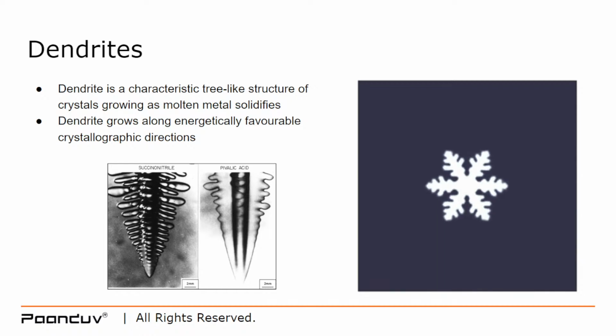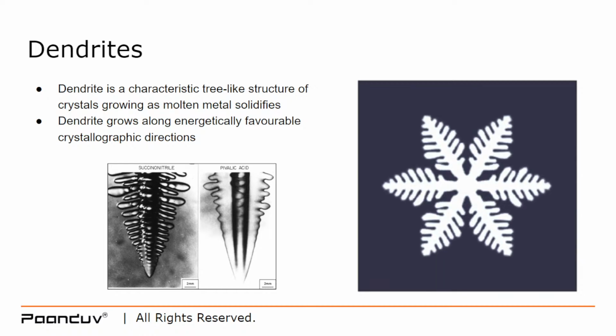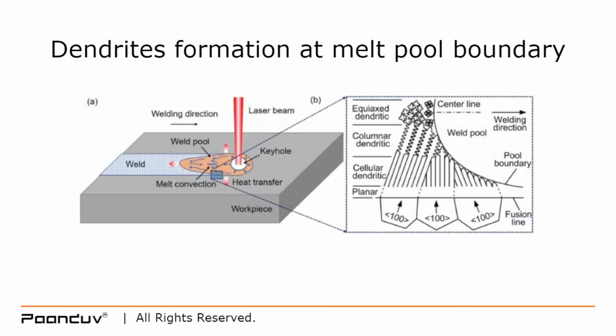We have 1, 2, 3, 4, 5, 6 arms, and then each arm has secondary dendrite growth on top of it. If we were to zoom in at the melt pool boundary and make a schematic out of it, we will most likely see some dendrites. There are three types of dendrites shown here: equiaxed dendrites, which form equally spreading out dendrites with 4 arms, then columnar dendrites, and lastly cellular dendrites.